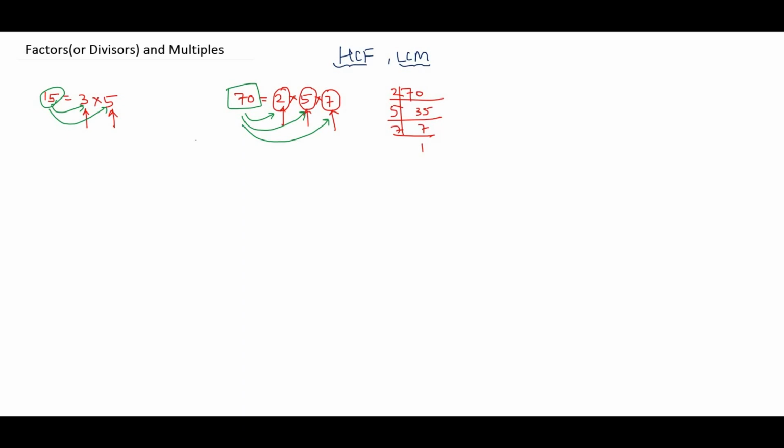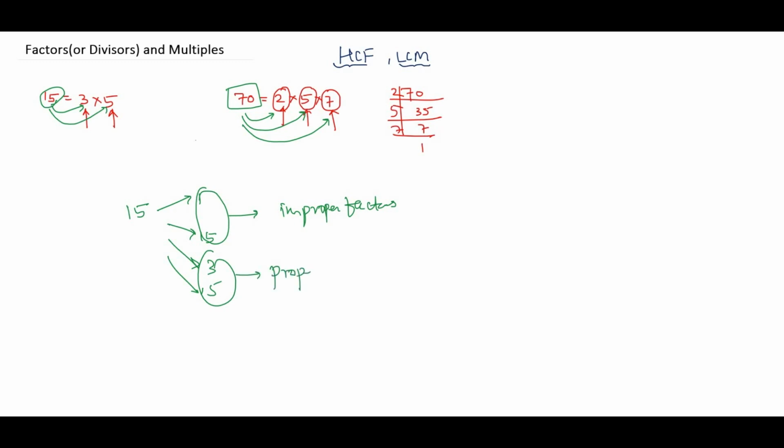Right? Now 15 is completely divisible by two more numbers, that is 1 and 15 itself. Right? So this 1 and 15 are known as improper factors, and 3 and 5 are known as the proper factors of 15. Let's erase this.